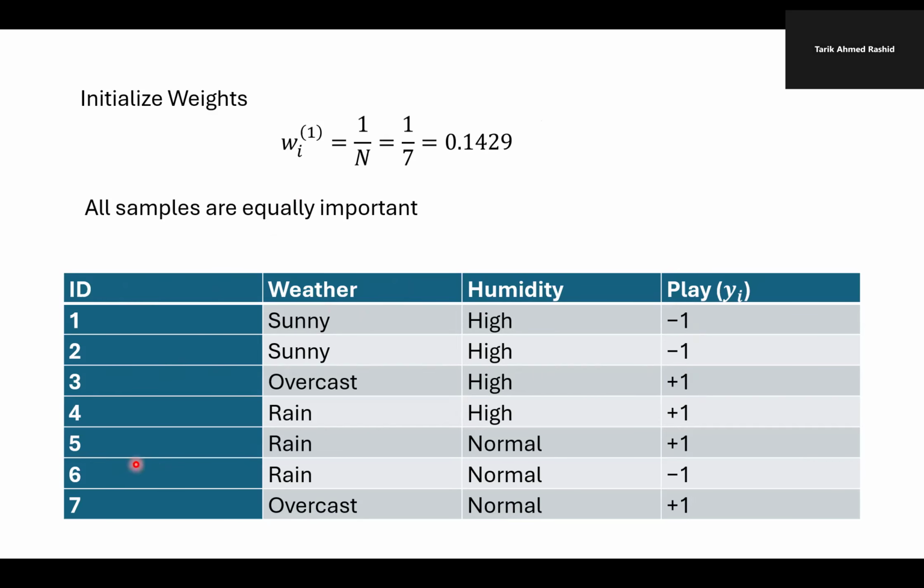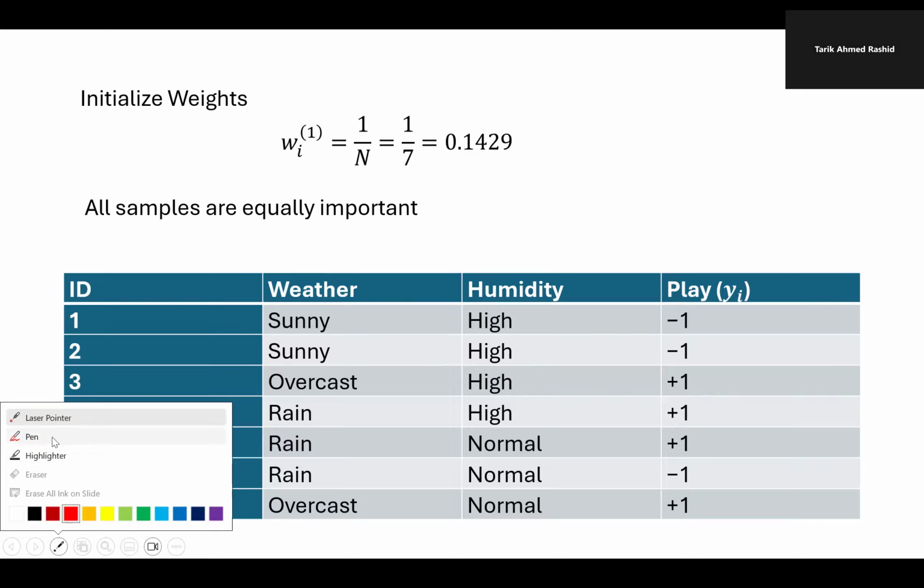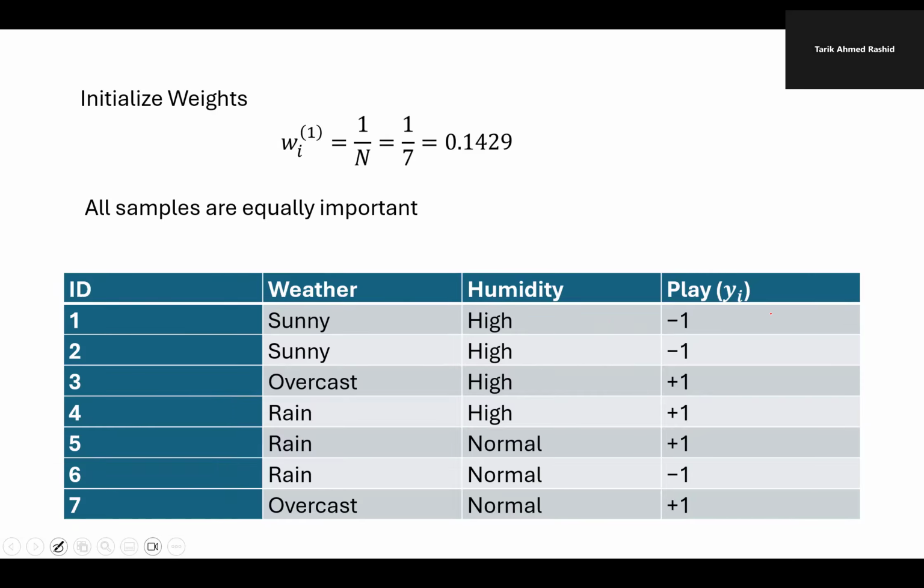Well, we have 7, so 1 divided by 7. Each one of them gets 0.1429. So the weight for this sample is 0.1429, and the second sample 0.1429, and so on and so forth. So these are the weights for the samples.